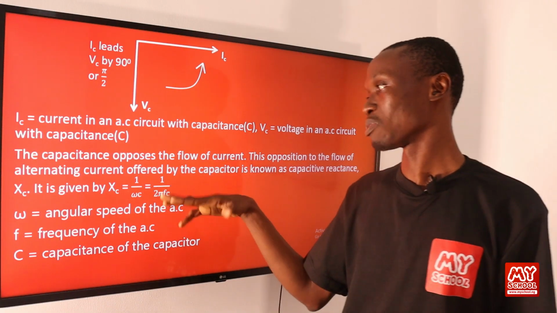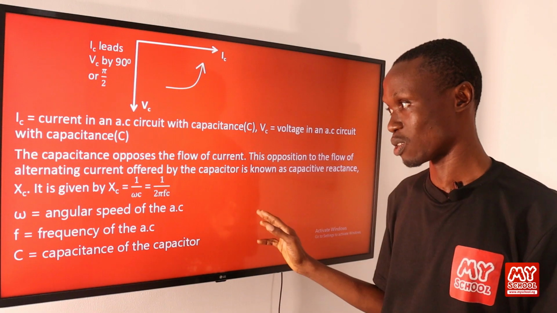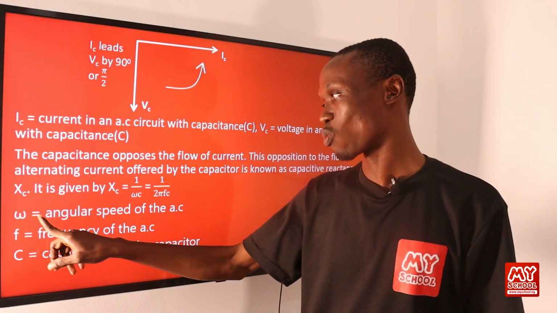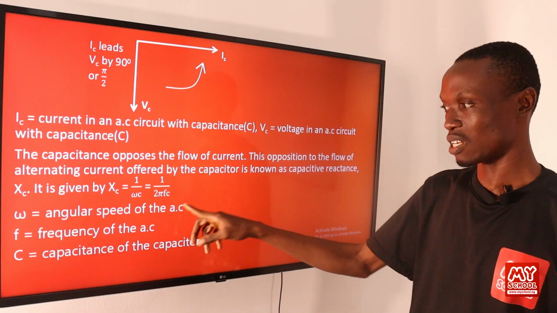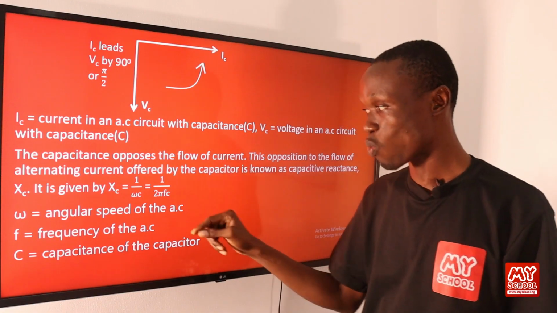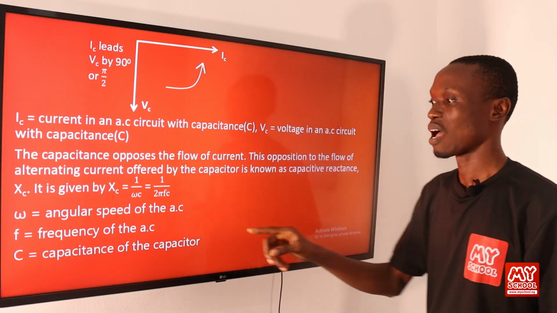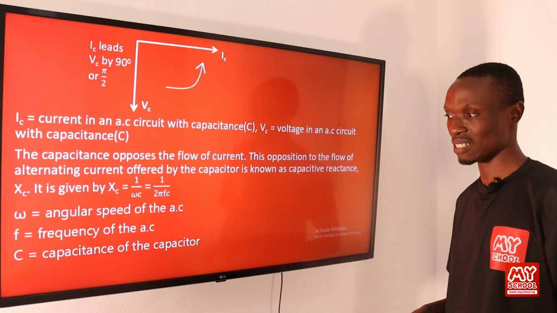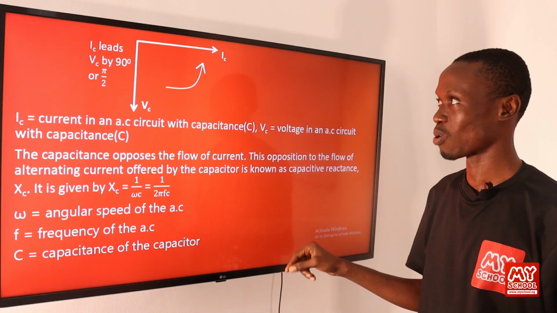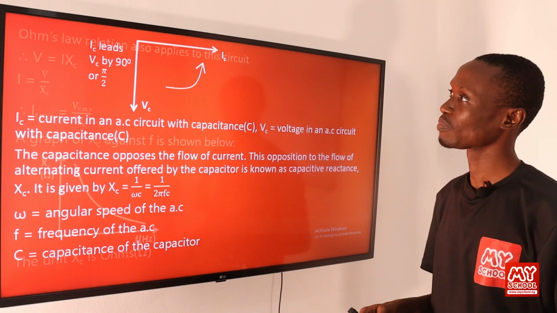So now let's interpret what each of these parameters represents. Omega here is equal to the angular speed of the alternating current, f is equal to the frequency of the alternating current, and C is equal to the capacitance of the capacitor. So let's move to the next slide.